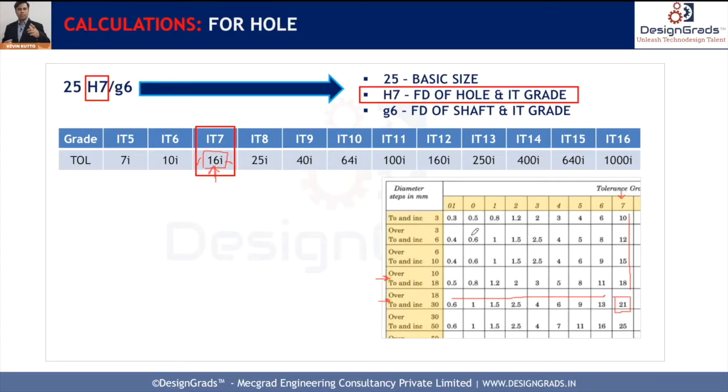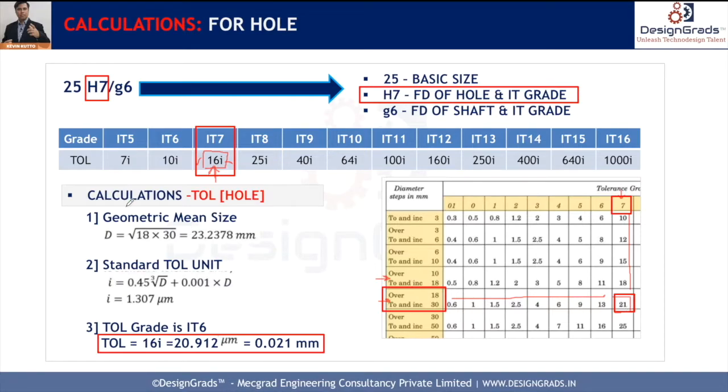It's very easy. Now you might be wondering how these figures came, how they found out whether it is 21 microns, 13 microns. That's why I want to show you certain calculations. In the calculation, the first thing we have to find out is D. You have seen this formula already in the past. So what was D? D is a geometric mean. So how is it calculated?